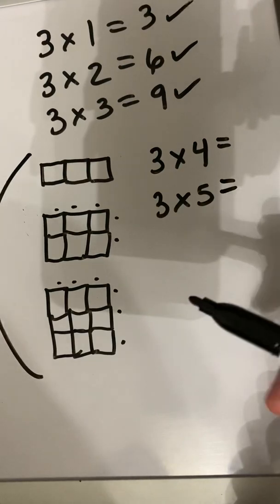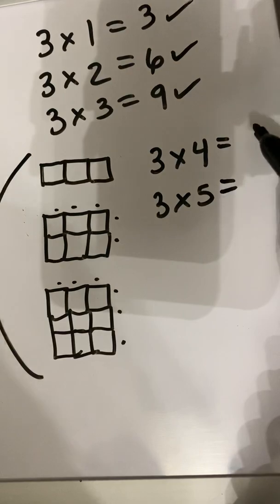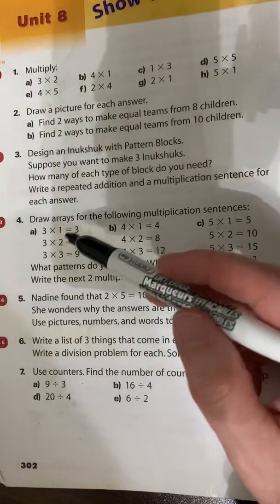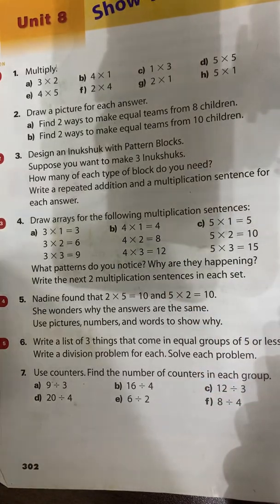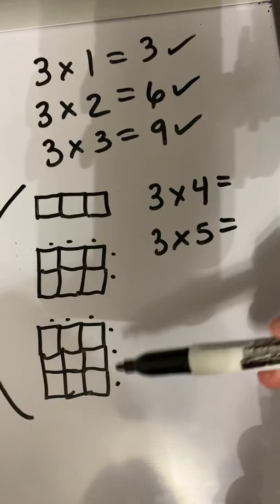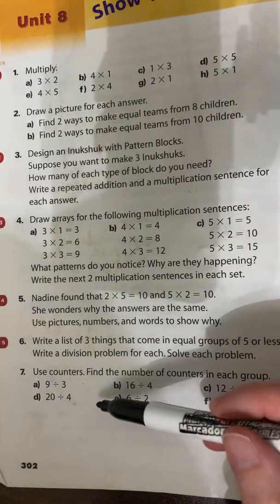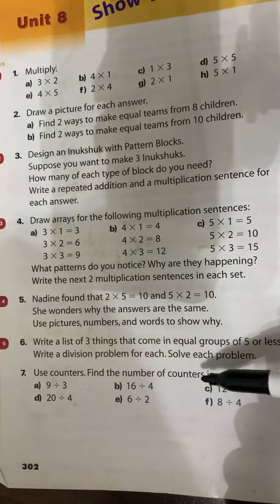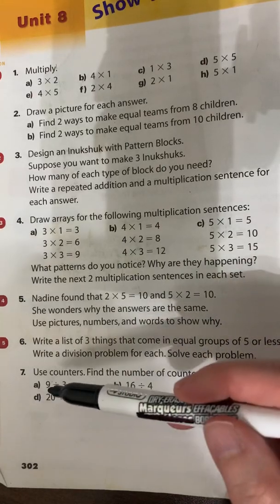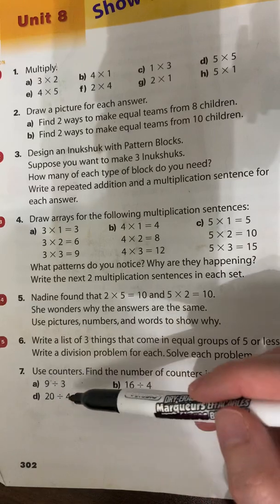And you know what? You might as well go ahead and draw them so that you can find out what the answers are going to be. Okay, so that's what you're going to do for 4A, 4B, 4C. So you have a lot of little drawings to do, but it won't take you that long. Then you're going to skip down all the way to question 7. Use counters. Find the number of counters in each group. They are division questions. So 7A, 9 divided by 3.